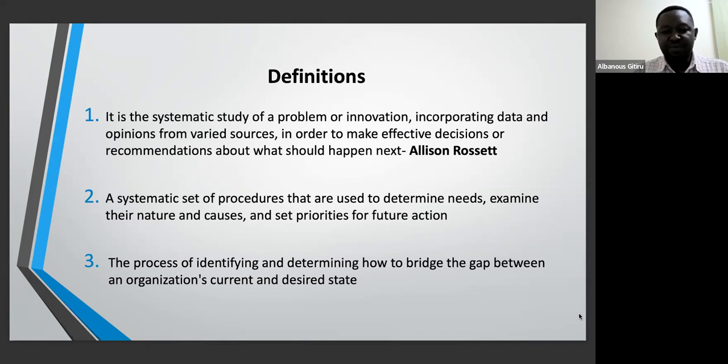The third definition, the process of identifying and determining how to bridge the gap between an organization's current state and the organization's desired state. So in all these three definitions, there is something that is cutting across, that there is a current state, there is a desired state. Between these two states, there is a space or there is a gap. This gap, for us to be effective, we need to assess what is exactly this gap, and then we can now make informed decision on what direction we would wish to take. Let's move to the next slide.